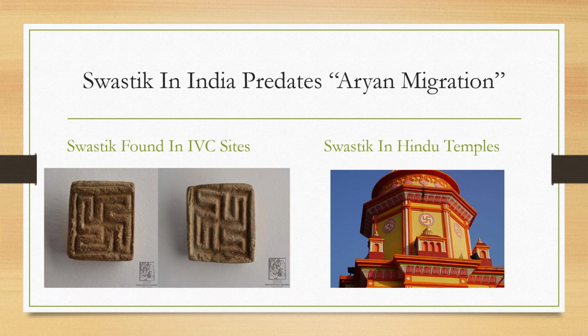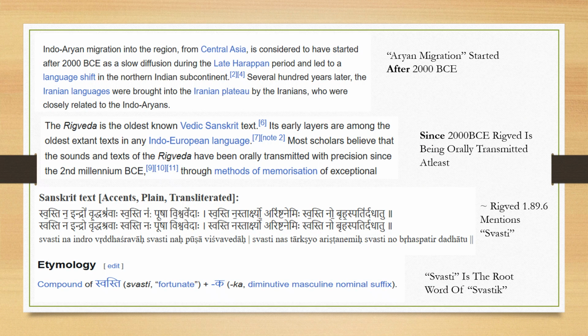So here you can see the swastik in India, both in Indus Valley sites and in current day India. Here we can see that swastika in India predates the Aryan migration, well, the so-called alleged Aryan migration.